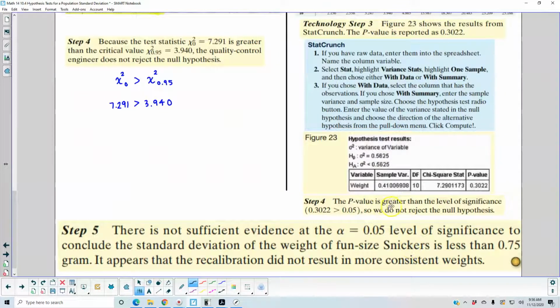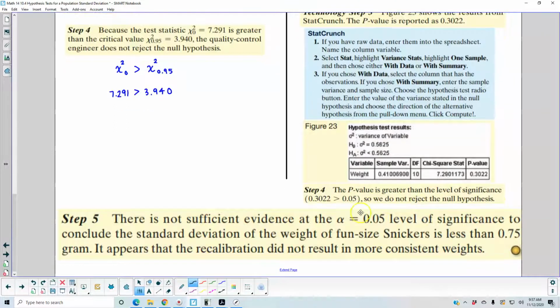Therefore, the p-value, 0.3022, is greater than the level of significance, and therefore we do not reject the null hypothesis. And so in step 5, there is not sufficient evidence at the alpha equals 0.05 level of significance to conclude the standard deviation of the weight of fun-sized Snickers is less than 0.75 gram. It appears that the recalibration did not result in more consistent weights.